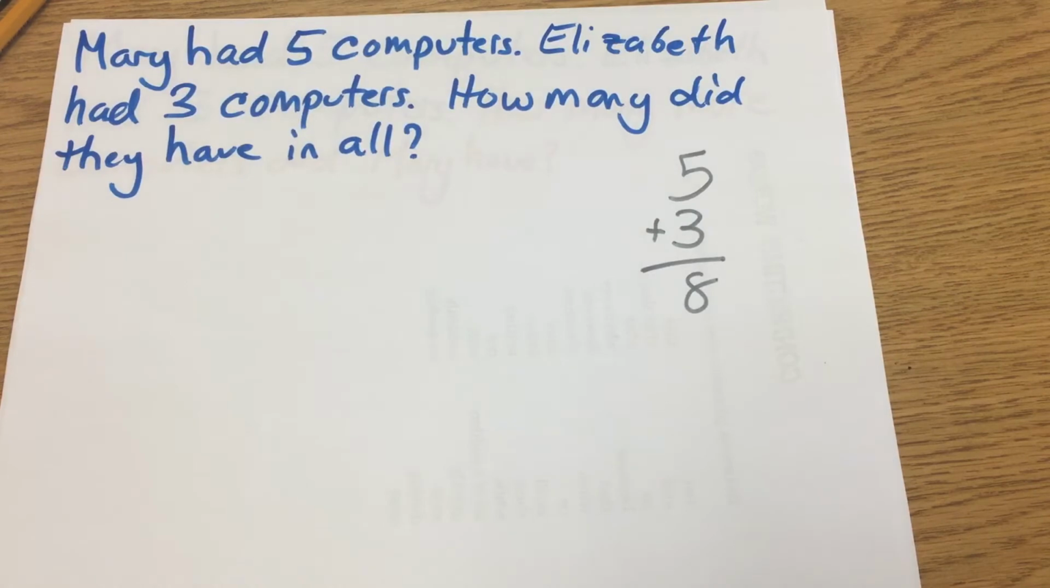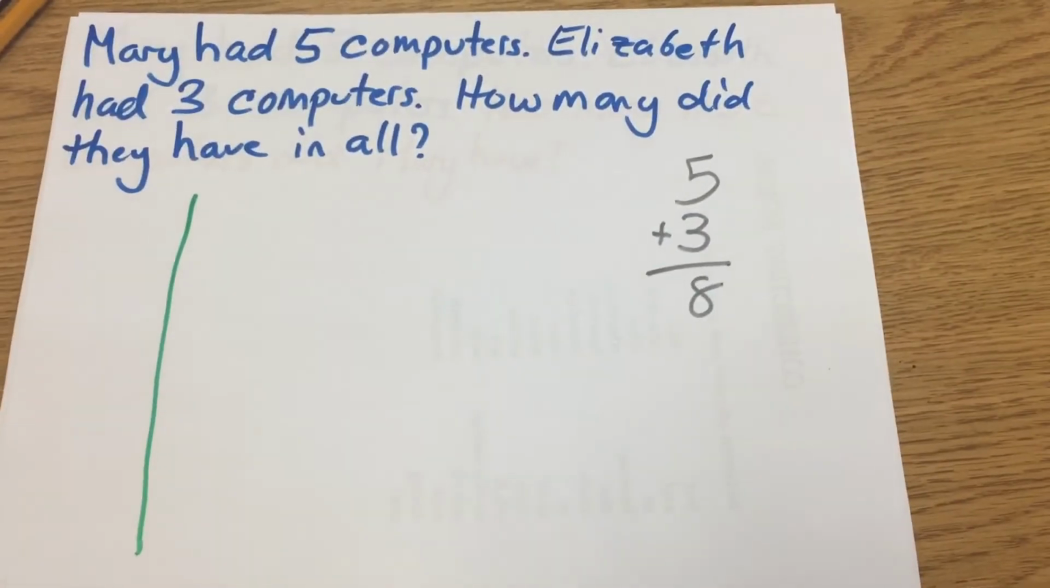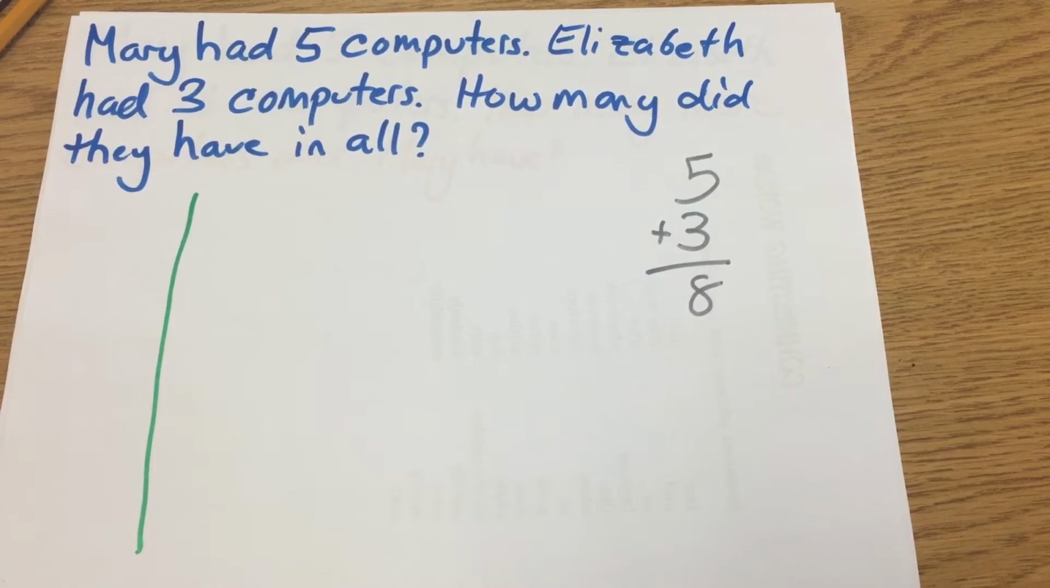So first thing I'm going to do, I have Mary with 5 computers, Elizabeth with 3 computers. So let me figure out how I'm going to draw that out. The first thing I'm always going to do is begin with a line going down my page. I'm going to warn you, families, if you're watching this, this is part of that new funky math that people talk about and that they get a little worried about sometimes.